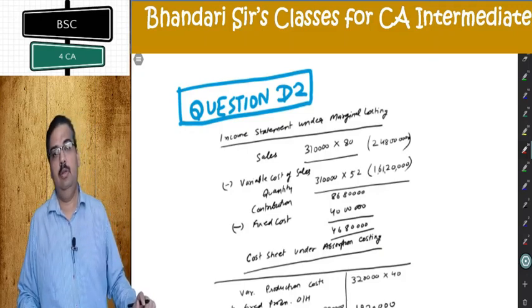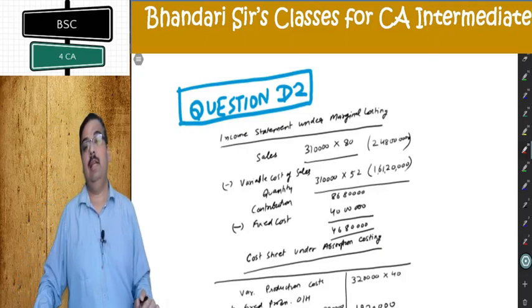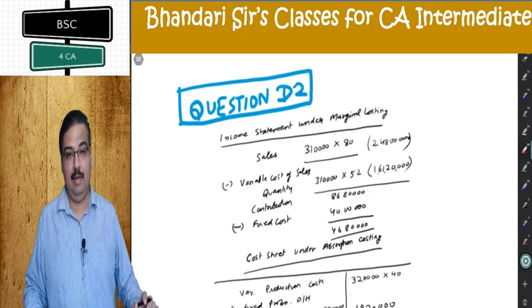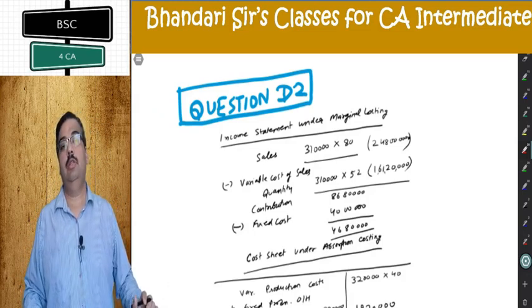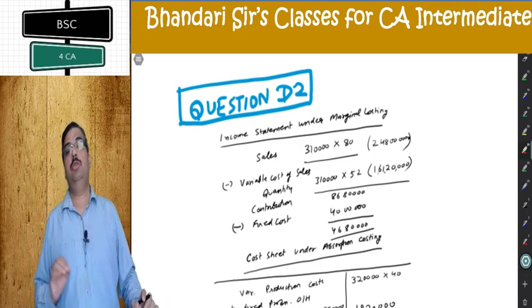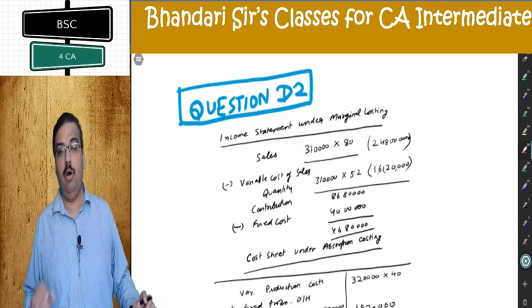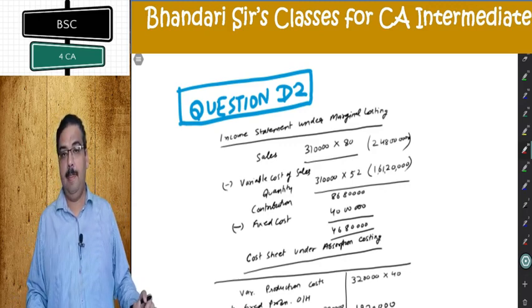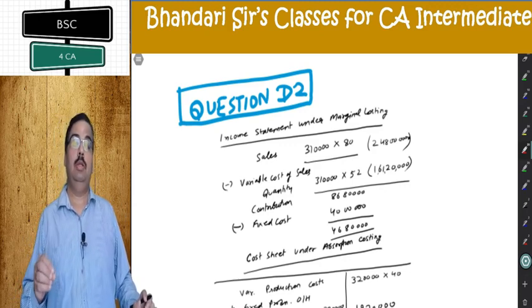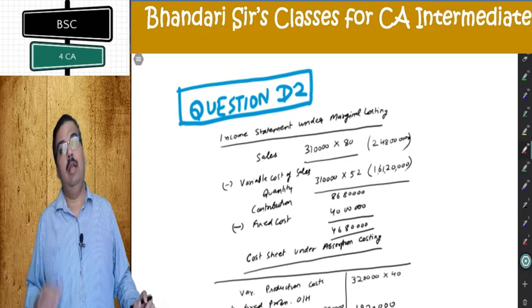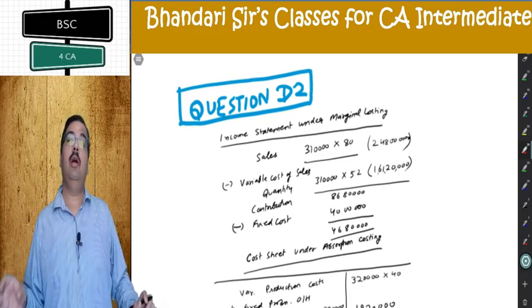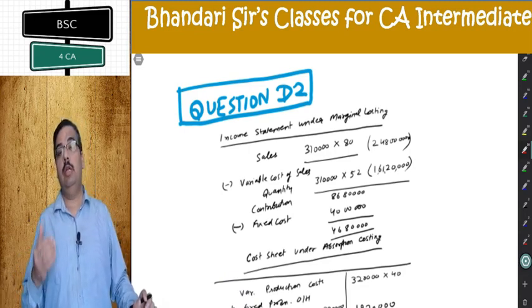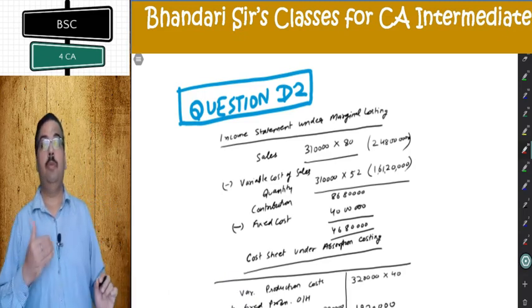Hello friends. So I start with the second question of D category, that is marginal costing versus absorption costing. Let us read through the question and concentrate first on the marginal costing income statement, then on absorption costing income statement, and lastly, if needed, we'll be making a reconciliation which will reconcile the adjusted profits of the absorption costing with marginal costing profits.